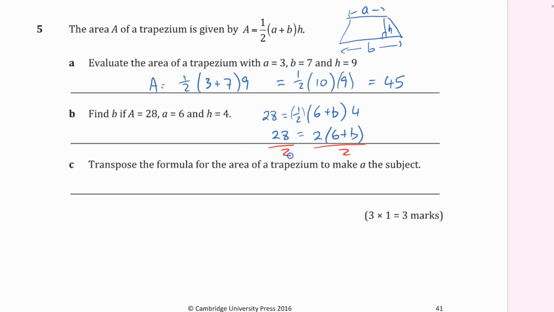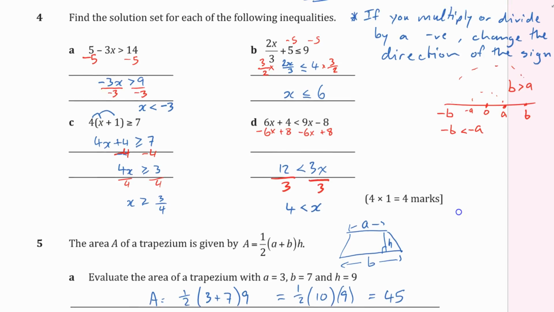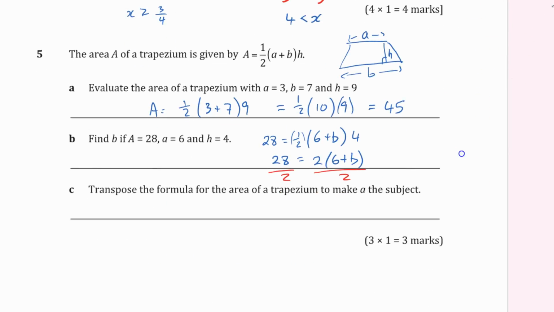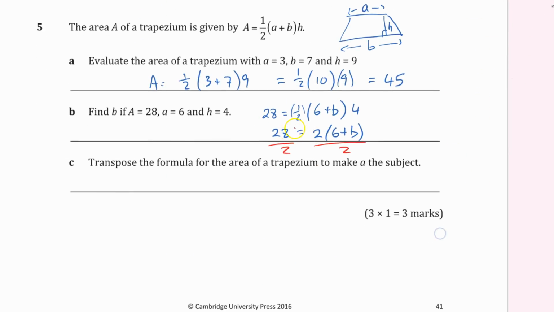Remember how I said we can sometimes expand the bracket? We did it just up here, didn't we? We expanded the bracket because 4 didn't go into 7. Here in this one, 2 goes into 28, so it's a good chance to just do the division straight away. What does that leave me with? Half of 28 is 14. So 14 equals 6 plus b.